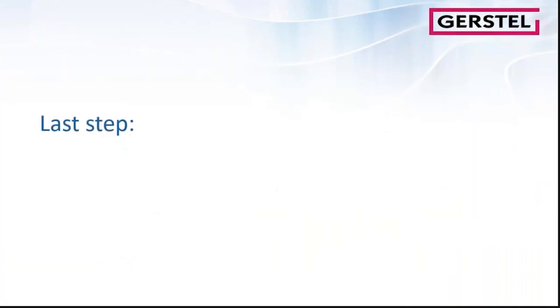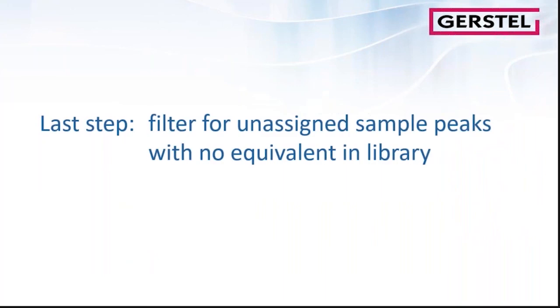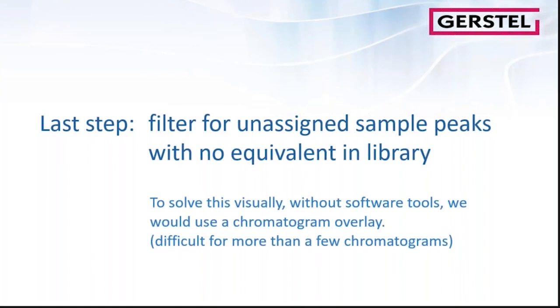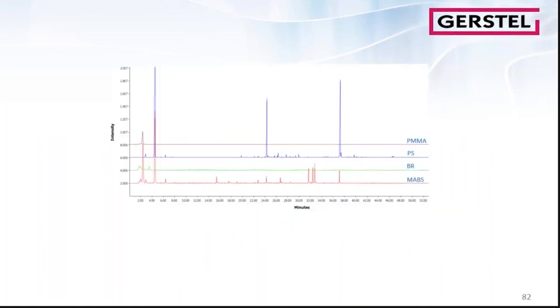And the last step we have to do is search for unassigned peaks. We can filter the peak list for peaks which have not been addressed with library entries, or which have no equivalents in the library, and we can see if these peaks would give us some extra information. When we would do this without software tools, we would do an overlay to search for non-found peaks in the chromatograms. And this is here such an overlay. So we have the MABS sample, this is the red chromatogram, and the so far identified polymers.